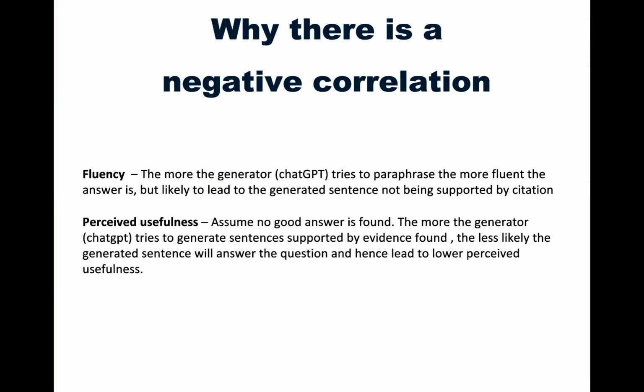So here I already talked about why there's a negative correlation. Fluency, basically, the more you try to paraphrase, the more fluent it is, but the more likely the generated sentence is not supported. Or perceived utility. Yeah, so if you assume no good answer is found, as I mentioned before, let's say you have a very hard question and you search, and none of the results are relevant, it can still try to generate sentences that cite those citations. Or more likely, ChatGPT will come out with an answer that seems to answer the question, but won't have any citations.